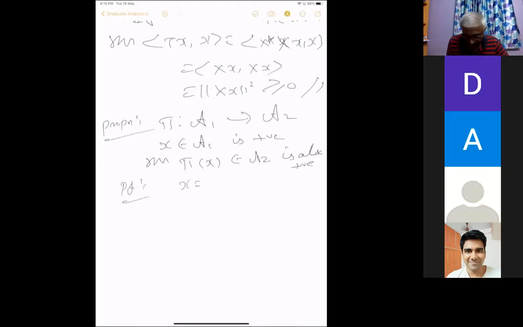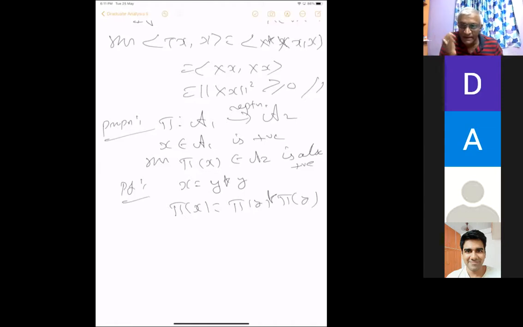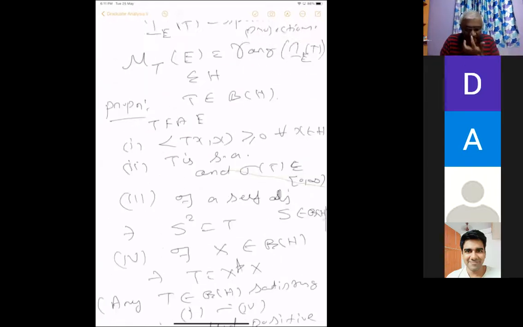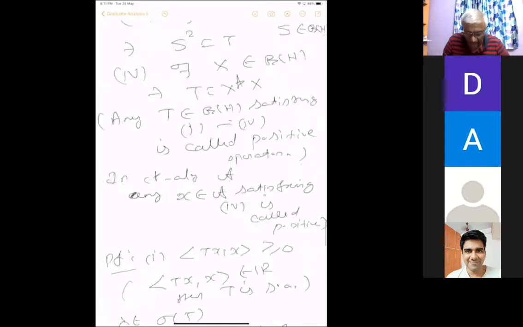Proof: by definition of positivity, x equals y star y. Then pi of x will look like pi of y star pi of y, since it is a representation. So the positivity is preserved. But the point is, if you have a C star algebra and a representation on a Hilbert space, the positivity is the same as the operator positivity, <Tx, x> greater than or equal to 0. That's what we are going to use.